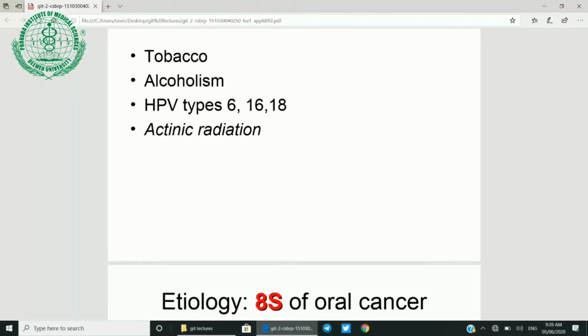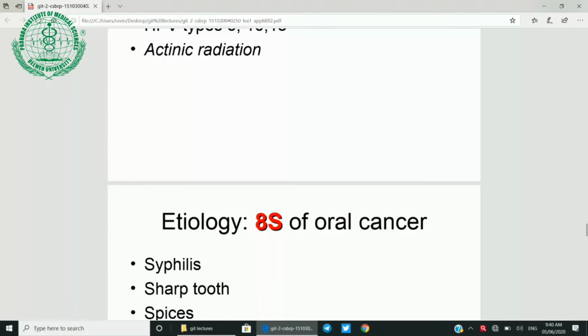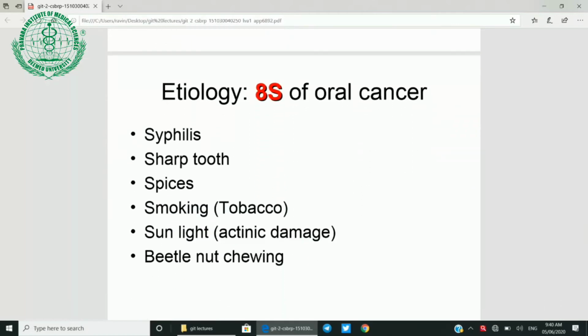And the third important factor now: these squamous cell carcinomas are associated with the HPV virus, especially types 6, 16 and 18. Earlier there was implication of these viruses in causing cervical cancer, but now people have come up with studies, mostly Western studies, not Indian studies, showing the presence of HPV types 6, 16 and 18 in cases of oral squamous cell carcinoma. Radiation is also one of the factors that can cause it. So you have to remember 3: tobacco, alcoholism and HPV as the main etiological factors of oral cancer.